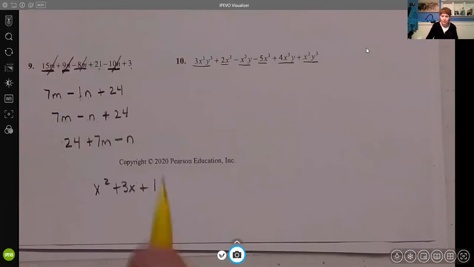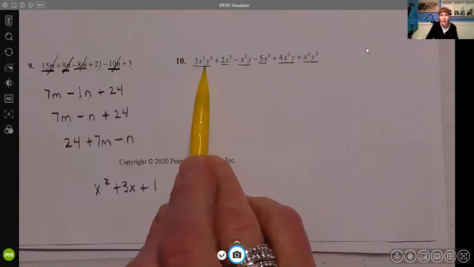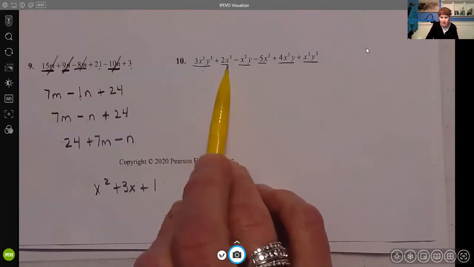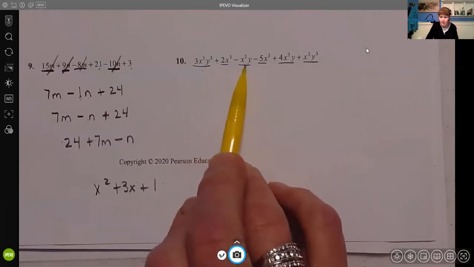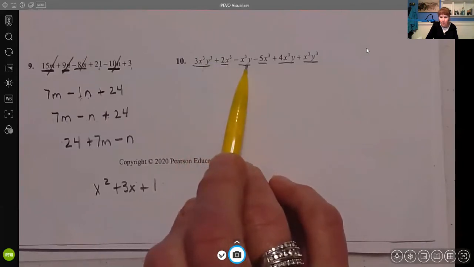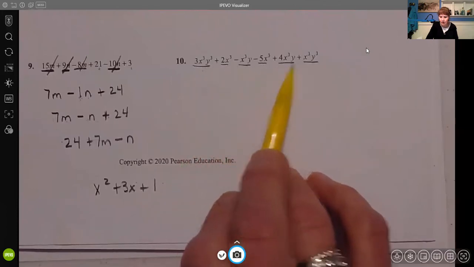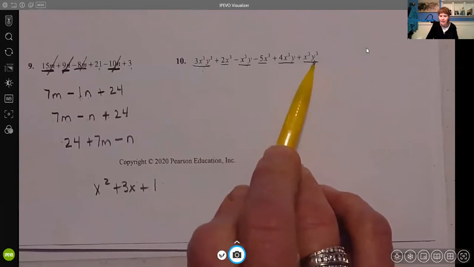So let's look at our first one. We'll just start with this first one. This is an x cubed y. Do you have another x cubed y? That's just an x cubed. There's an x cubed y cubed. That's an x cubed y. We're looking to match the first one, x cubed y cubed. The last term is also an x cubed y cubed.